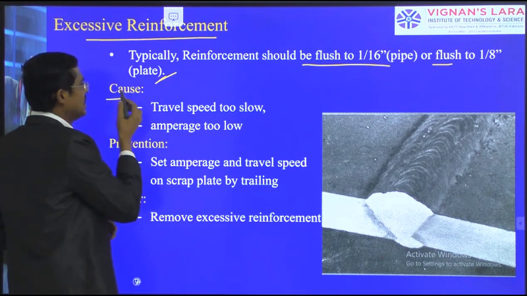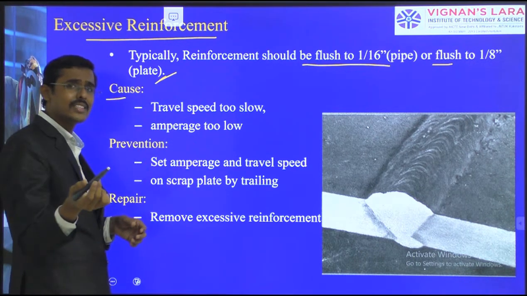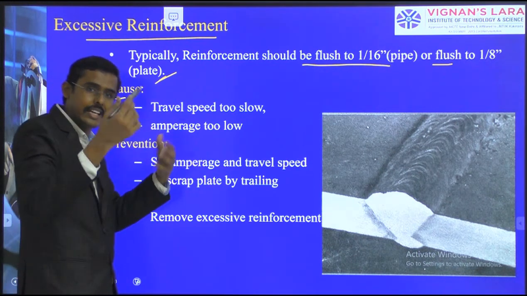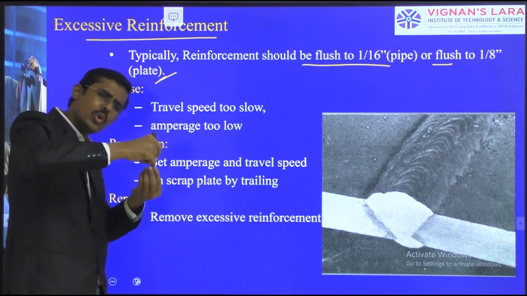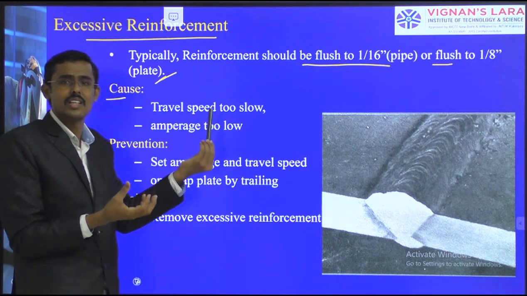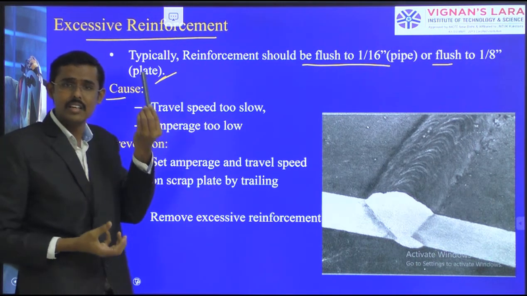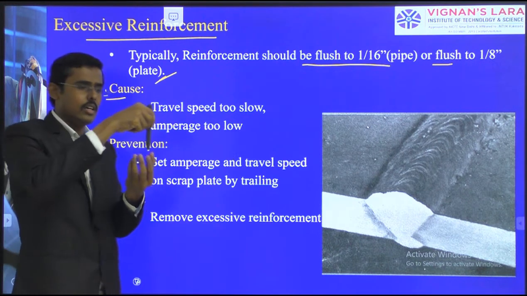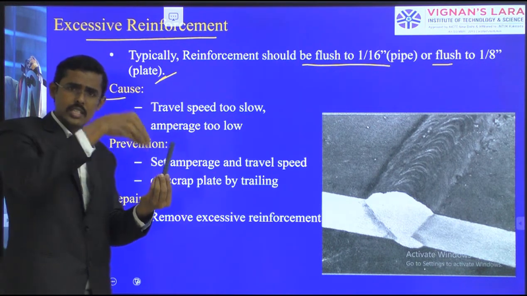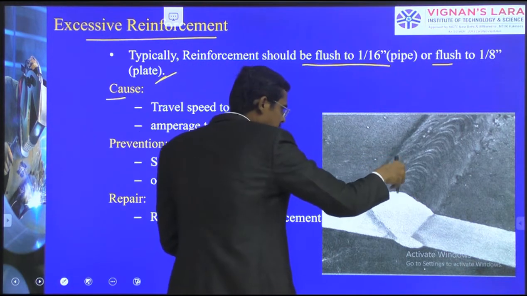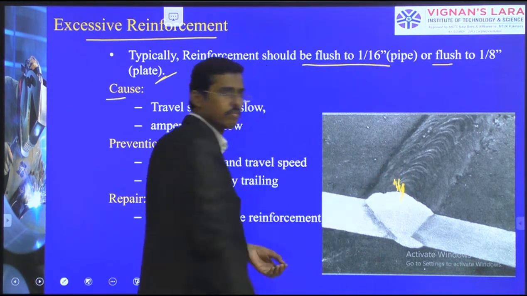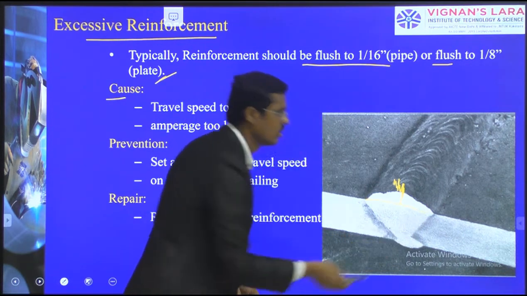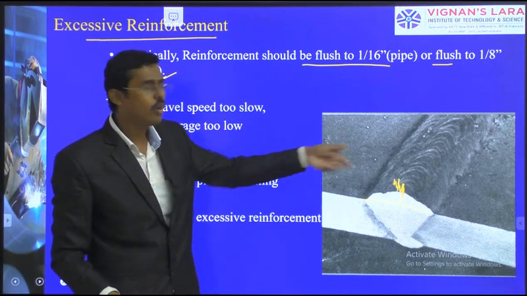So the causes are travel speed: why is excess reinforcement caused? High current and too slow a speed. We are keeping overlapping, and this reinforcement is similar. We are keeping it as it is. More current is given, but speed is not there. It melts and deposits at the same location. Here itself it keeps on depositing. You should move. Welding is over here. Welding is over, but unnecessarily we are depositing more there.